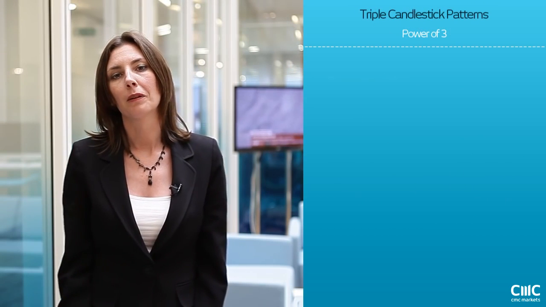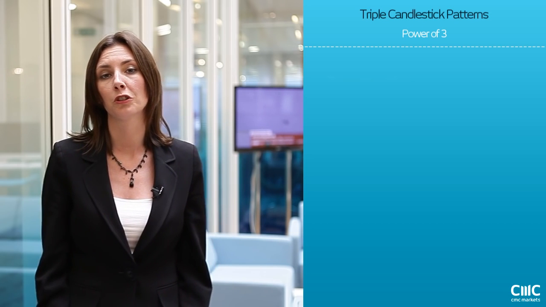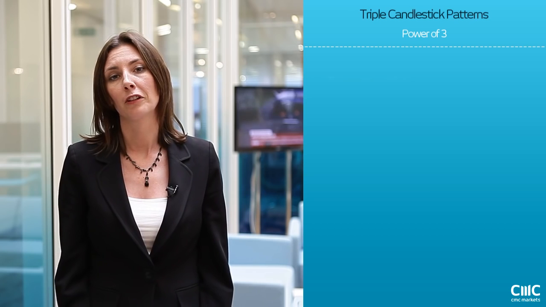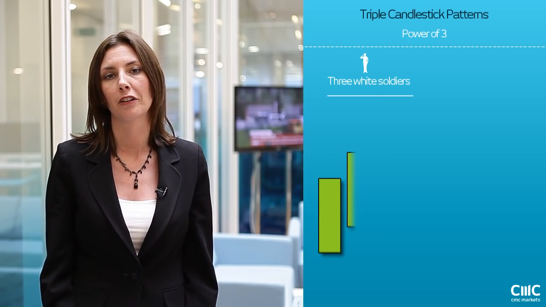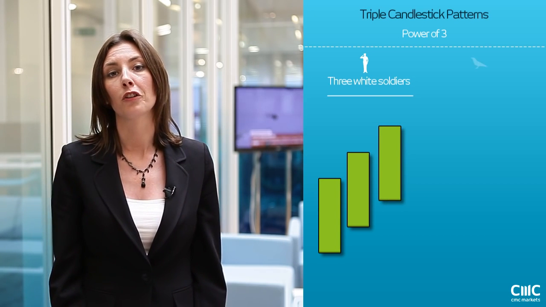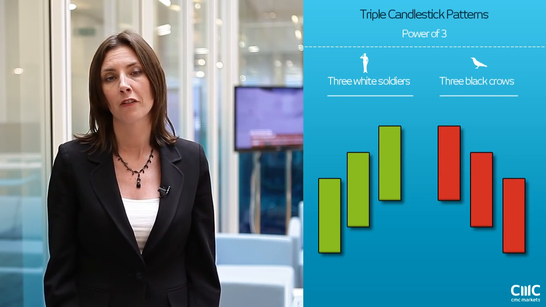In pre-modern Japan, the number 3 had very mystical properties. As a result, you'll find a lot of patterns are based on the number 3. For example, 3 white soldiers, 3 long candlestick patterns one after the other, is quite a bullish move. Then you've got your 3 black crows, which conversely will be seen as a very bearish move.